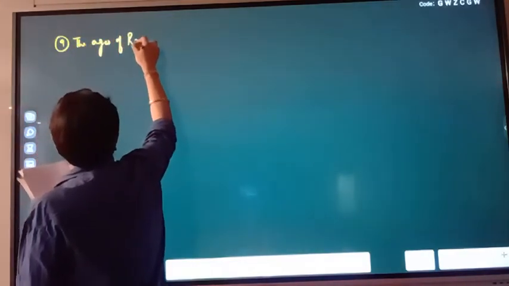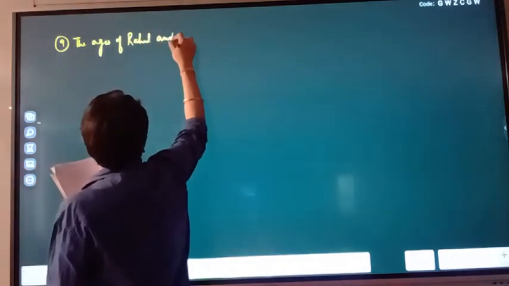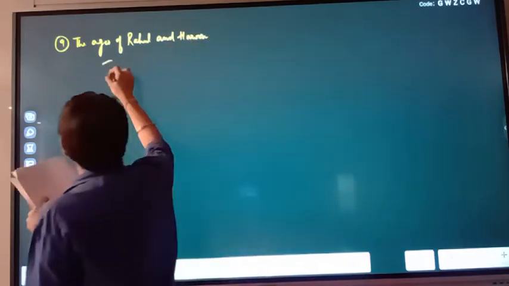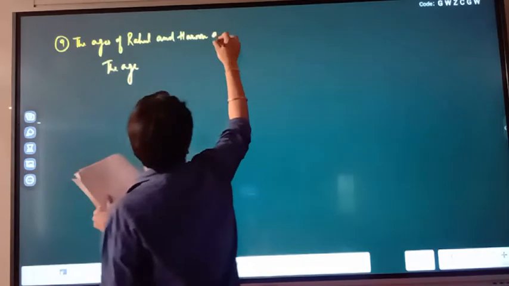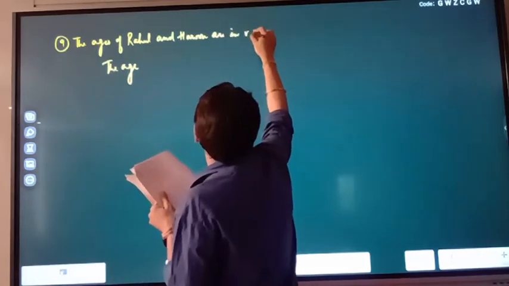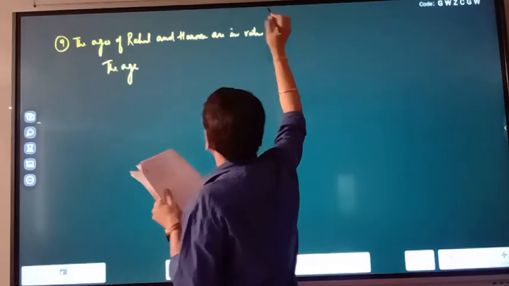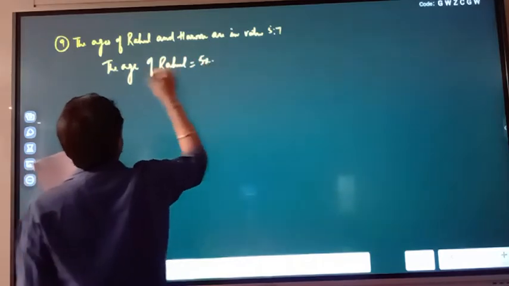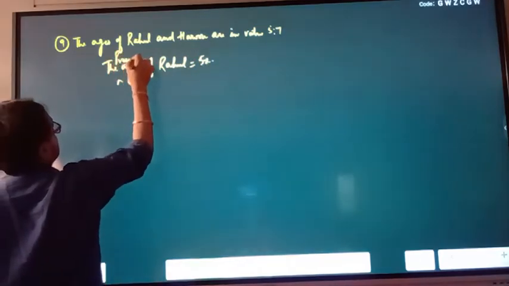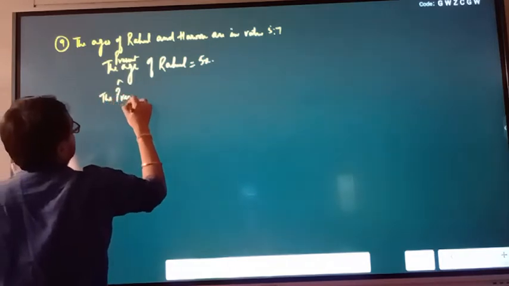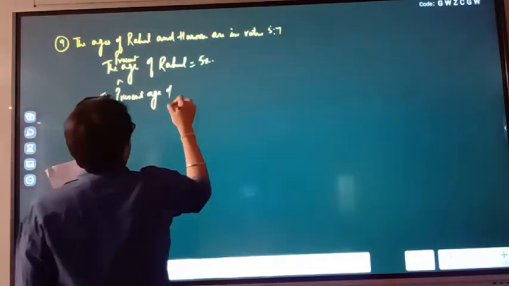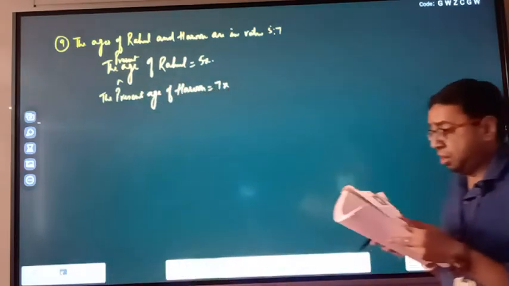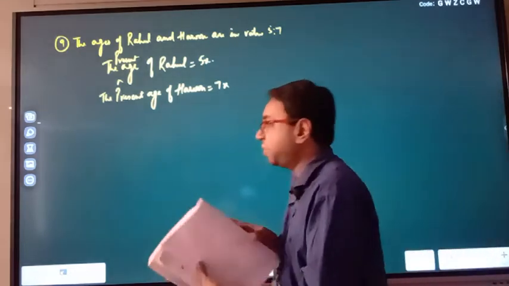Question number 9. Ages of Rahul and Harun are in the ratio 5:7. Therefore, the present age of Rahul is equal to 5x, and the present age of Harun is equal to 7x, removing the ratio. 4 years later, the sum of their ages will be 56 years.